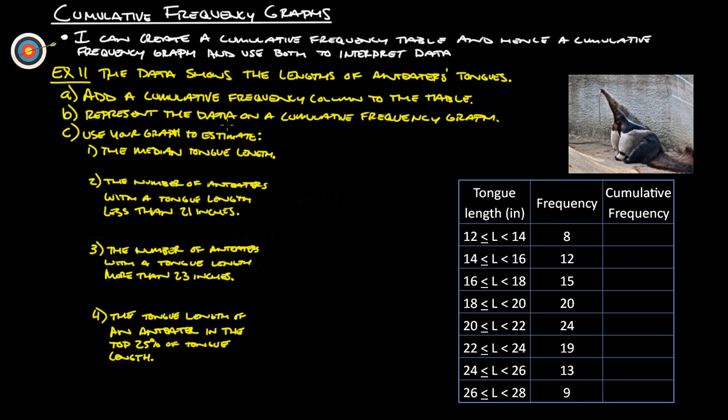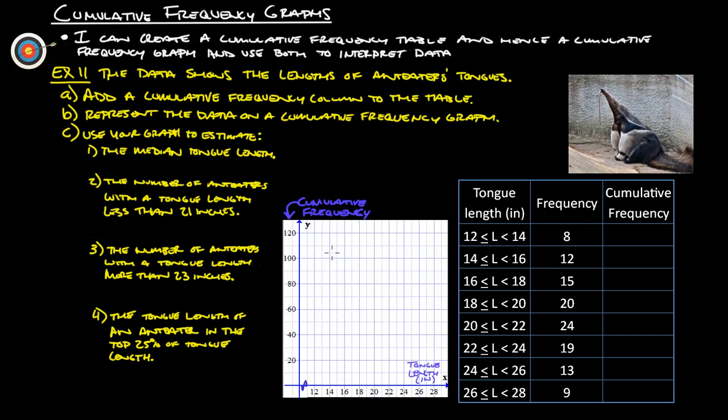B, we're going to represent the data on a cumulative frequency graph, and that is going to be this here. We'll talk about this here in a second. And then C, we're going to use our graph to estimate all of these different things here. So first things first, let's fill in this cumulative frequency column here.